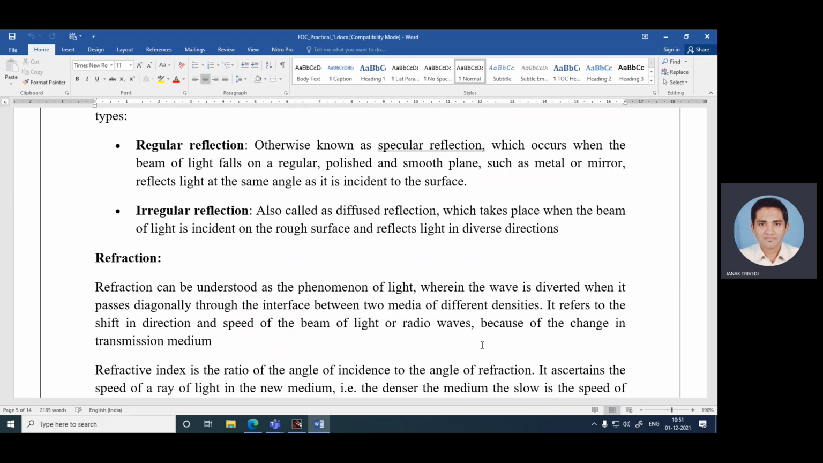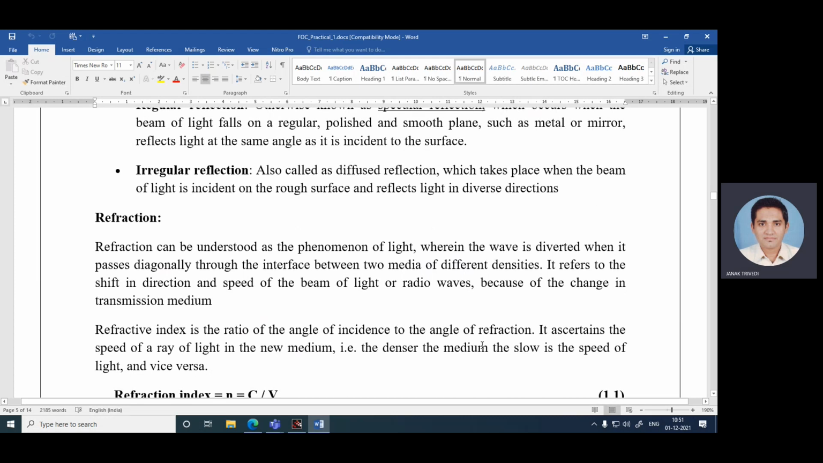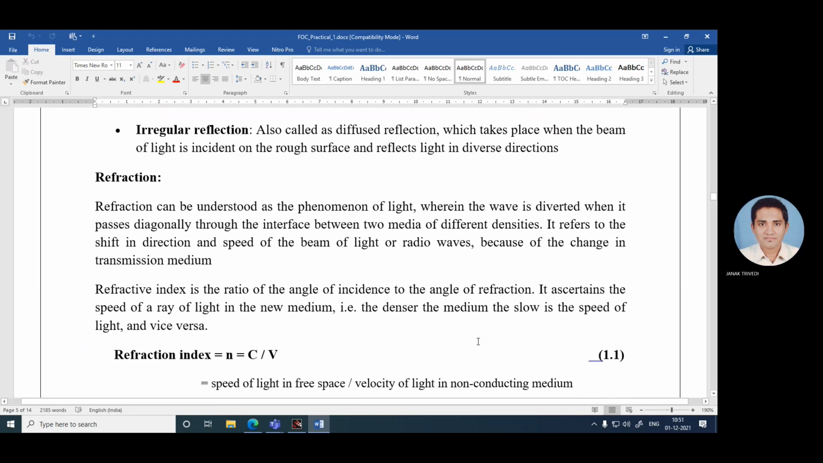Regular reflection, also known as specular reflection, occurs when the beam of light falls on a polished and smooth plane such as metal or a mirror, and reflects light at the same angle as it is incident on the surface. Irregular reflection, also called diffused reflection, takes place when the beam of light is incident on a rough surface and reflects light in diverse directions.